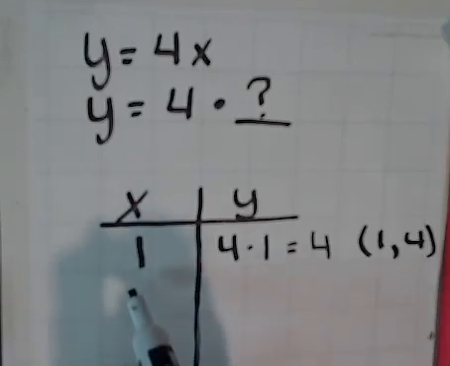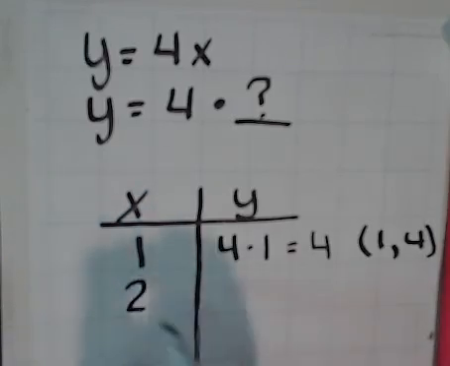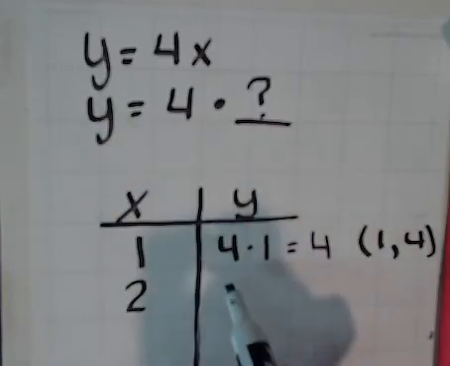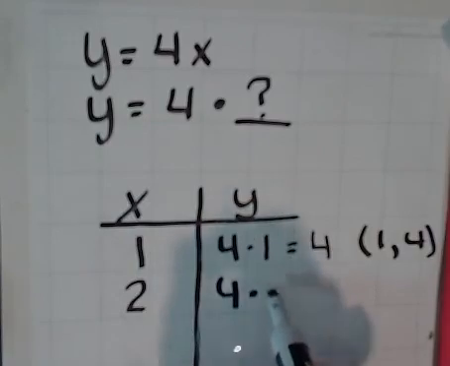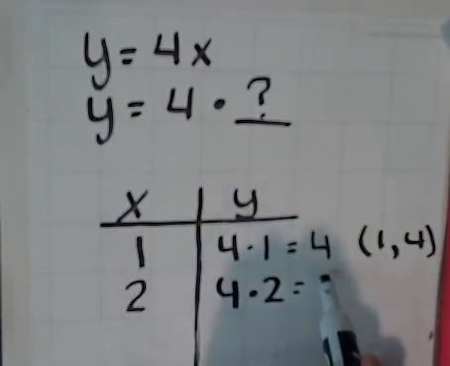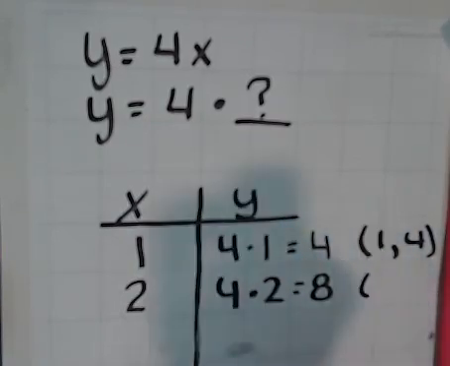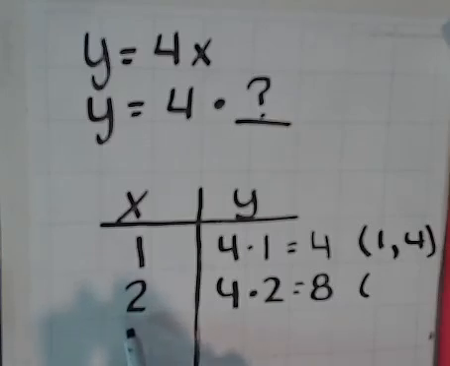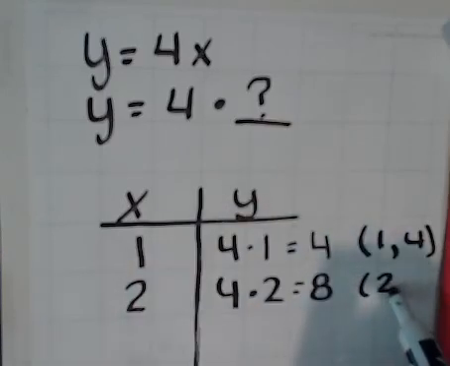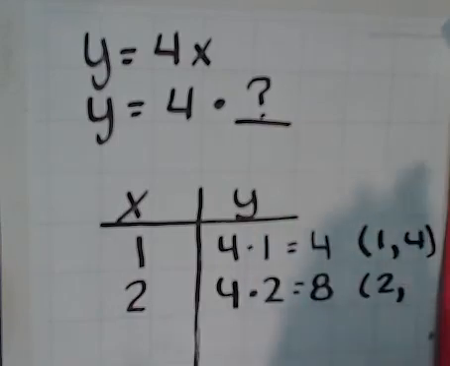So let's see what it is if x equals 2. My y value is 4 times whatever x equals. So that equals 8. So now I have a second point on my plot. The ordered pair is my x is 2, because x comes before y, and my y is 8.